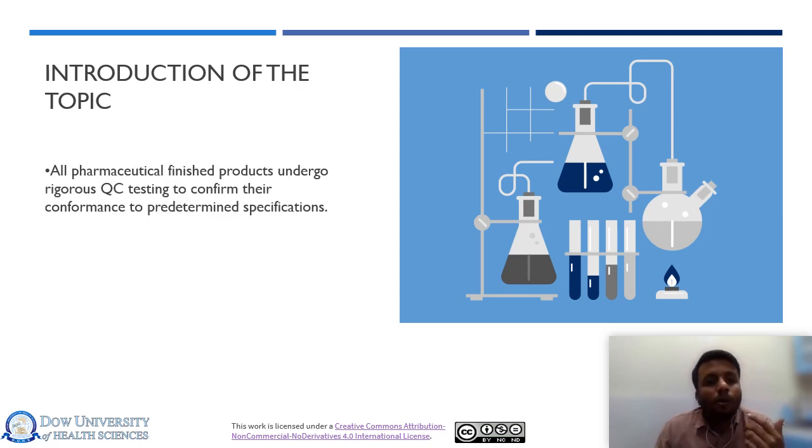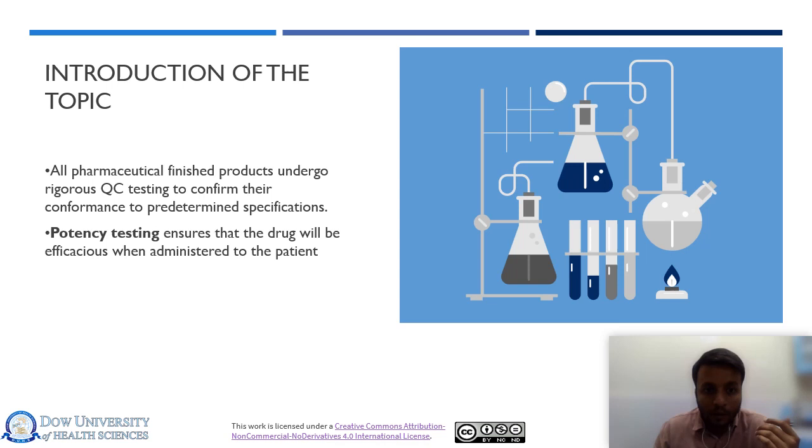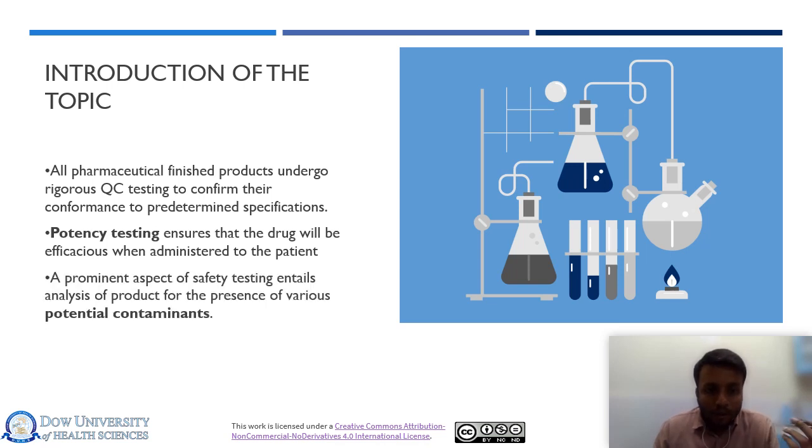So all pharmaceutical finished products require quality control testing so that we can make sure that the product is up to certain specifications which are already predetermined. This is done through potency testing, which is for the efficacy of the drug or the biopharmaceutical, making sure that the drug is efficacious when it is administered to the patient. And also a prominent aspect is safety testing, where we need to check any product for potential contaminants.